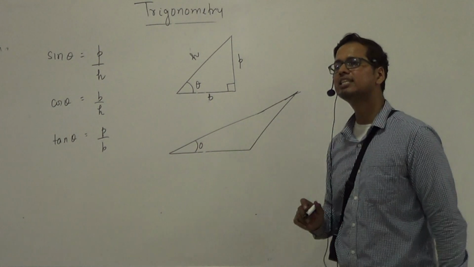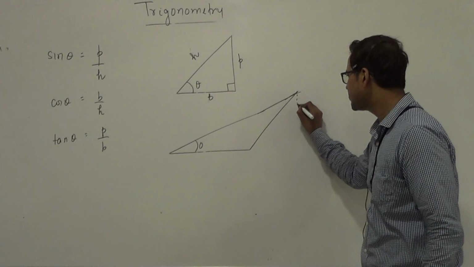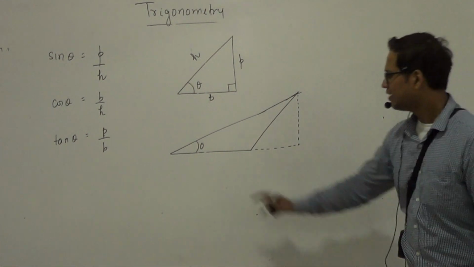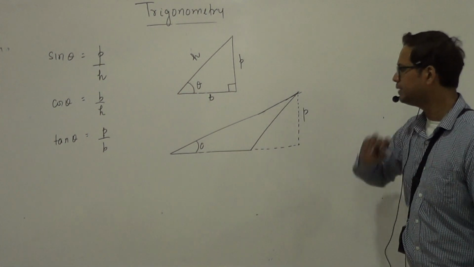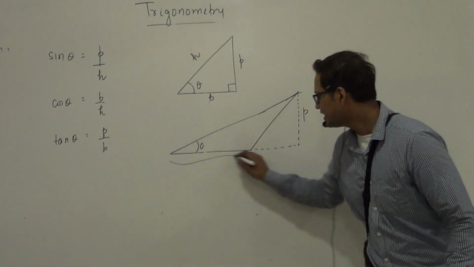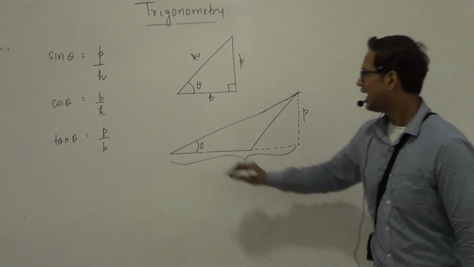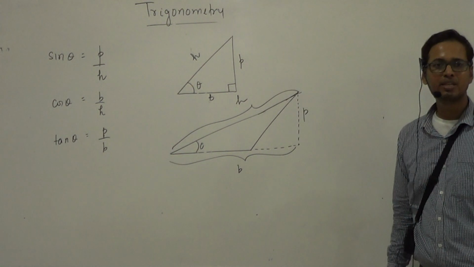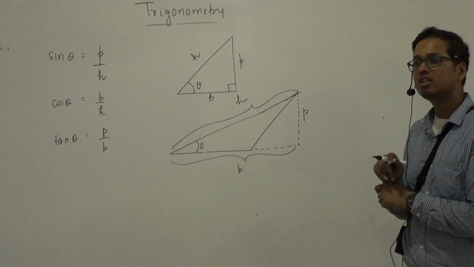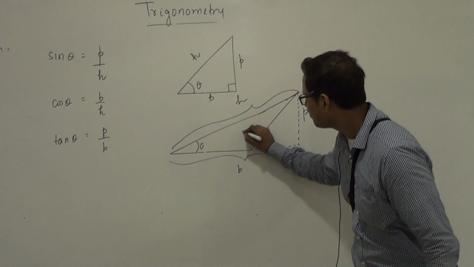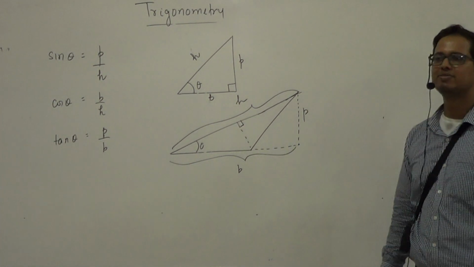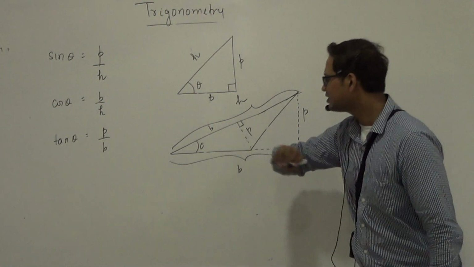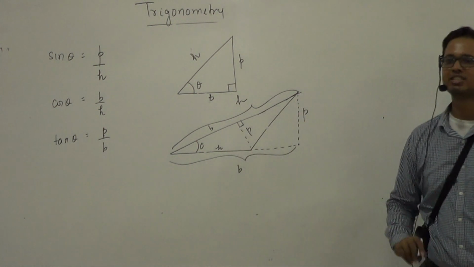Then normally to find such angle, we drop a perpendicular on this side extended. And for this angle, this becomes P, and that becomes B, and this entire thing becomes H. Right? If somebody wants, he can solve the same problem by putting a perpendicular on this side itself, and he can call this as P, he can call this as B, and he can call this as H.